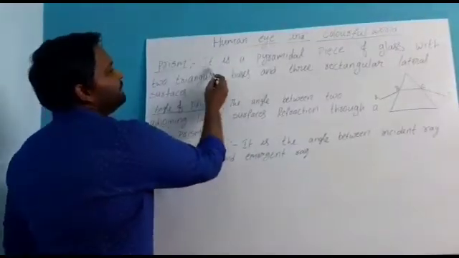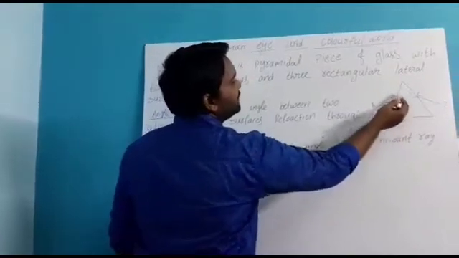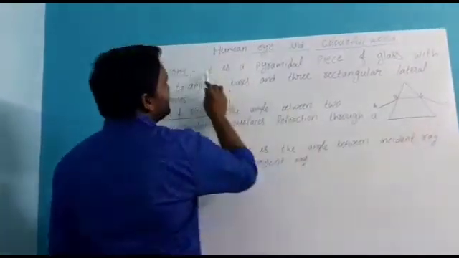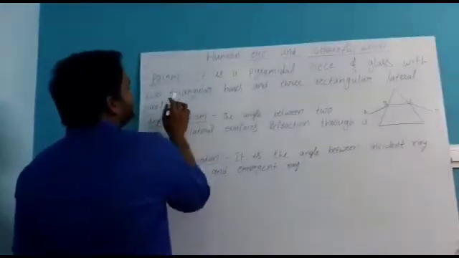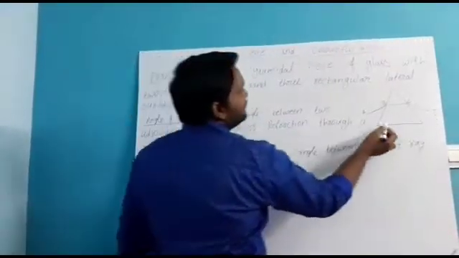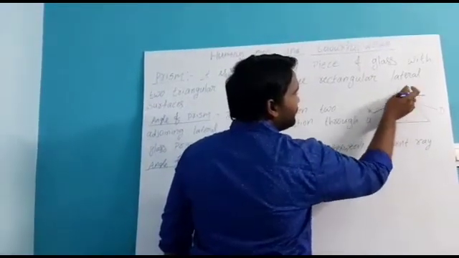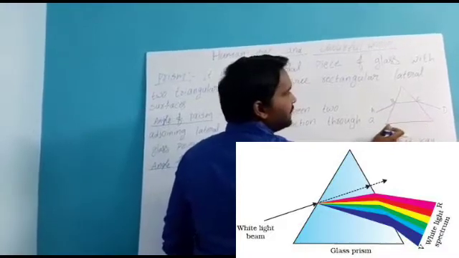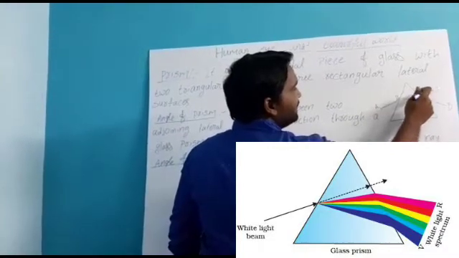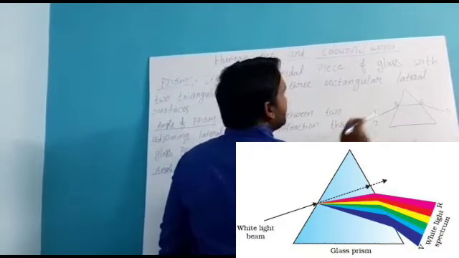It is a pyramidal piece. See here, this is called a prism. What is the shape of this prism? It is a pyramidal piece of glass with two triangular bases. See here, this is one triangle, and this is the other. How many bases are there? Two bases.